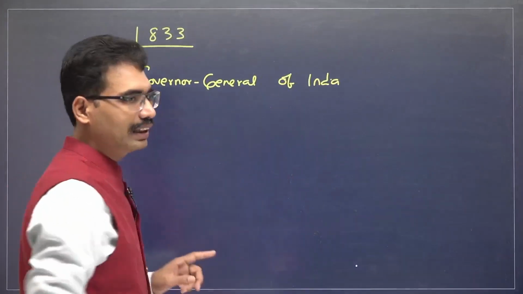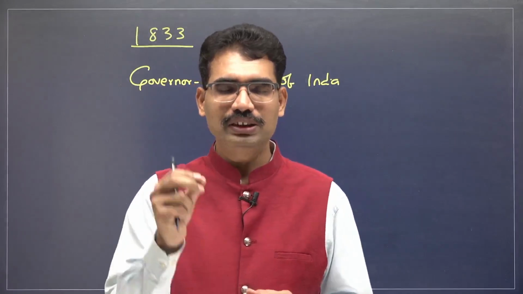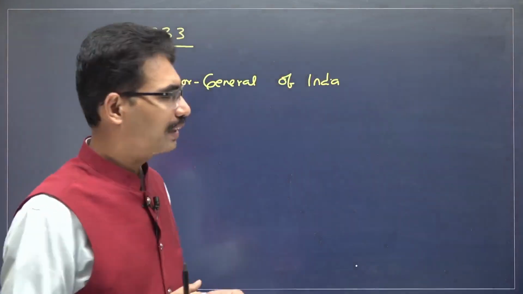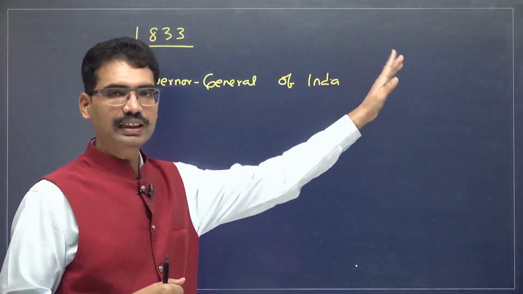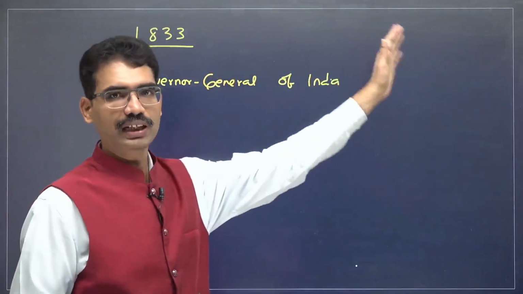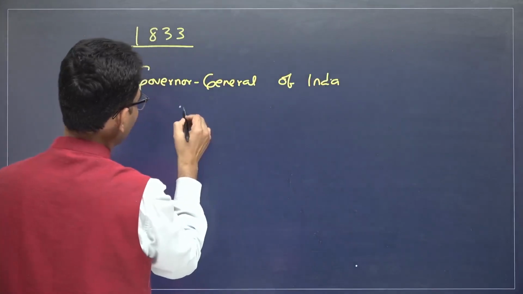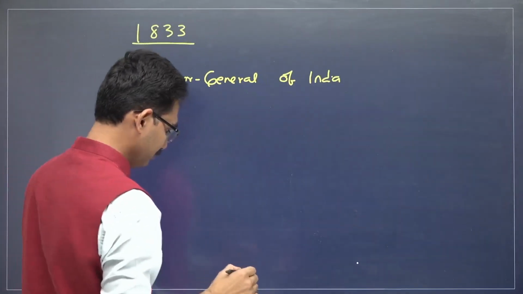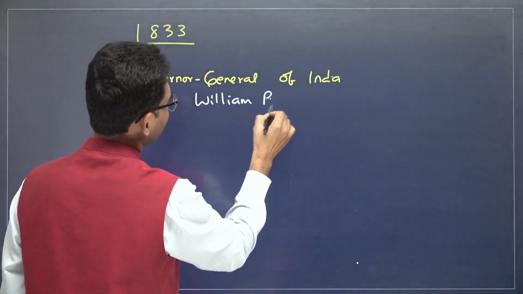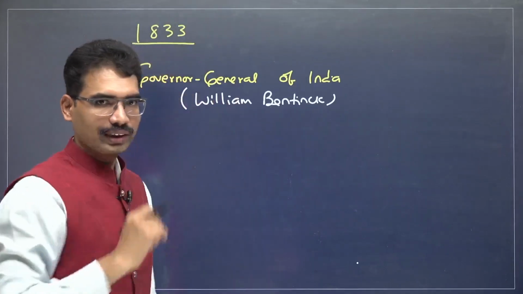This itself is indicating that the British Empire is now becoming large, which started from the Battle of Plassey and the Carnatic Wars, which they started with small territorial gains, to now the entire India under their control except the northwestern frontiers. And by 1853, they are going to get that also. Governor General of India, William Bentinck. William Bentinck was the first Governor General of India.